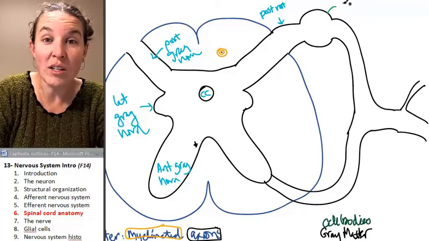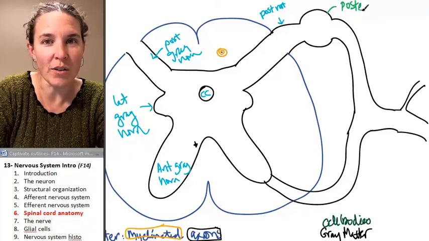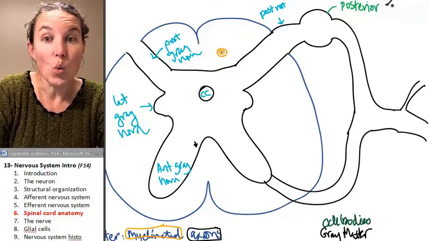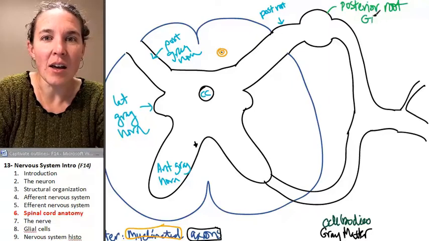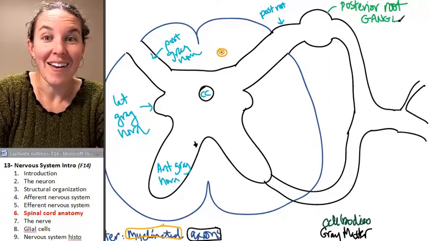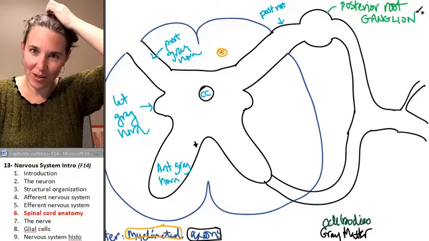This is called the posterior, you can call it dorsal though, root ganglion. That actually tells you like 9 million things right there.